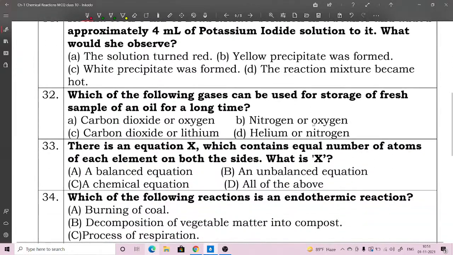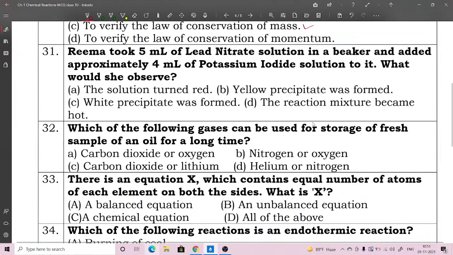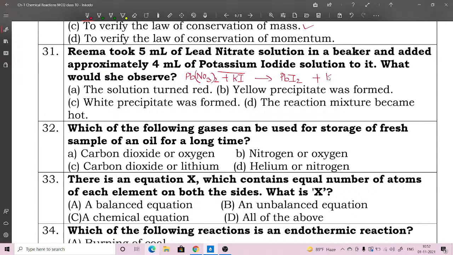Let us move on to question number 31. Rima took 5 ml of lead nitrate solution in a beaker and added approximately 4 ml of potassium iodide solution. What will she observe? Okay, let me write this equation for you. We have Pb(NO3)2, that is lead nitrate, plus KI gives you PbI2 plus KNO3.